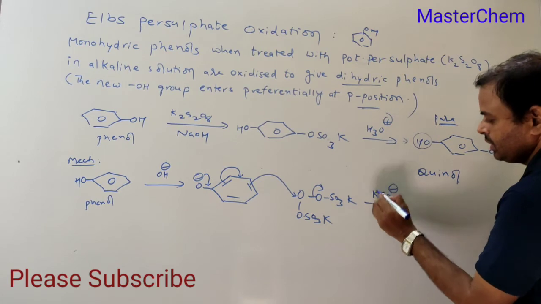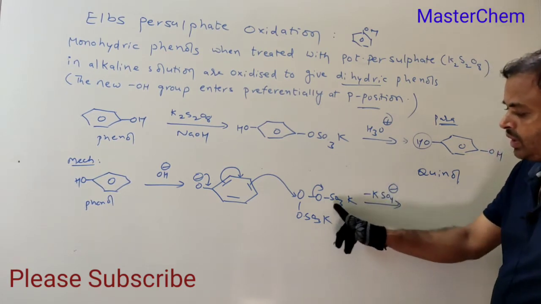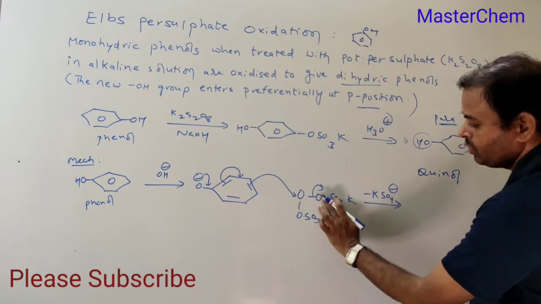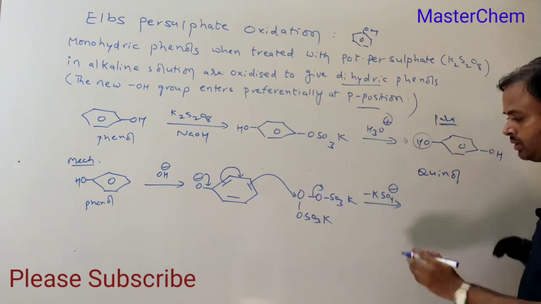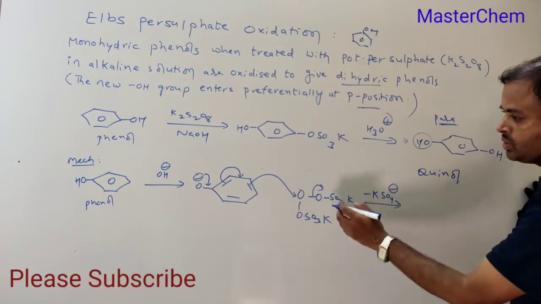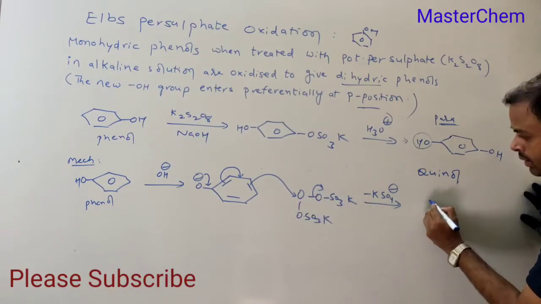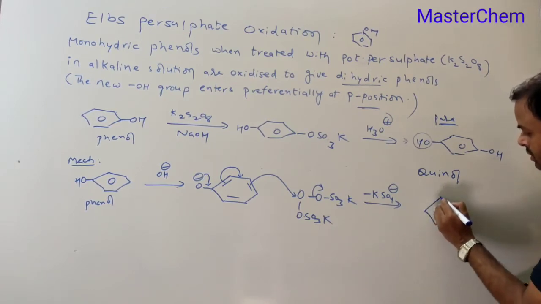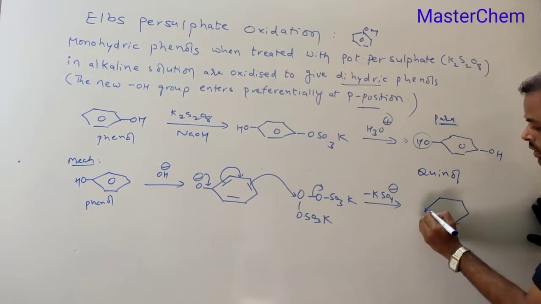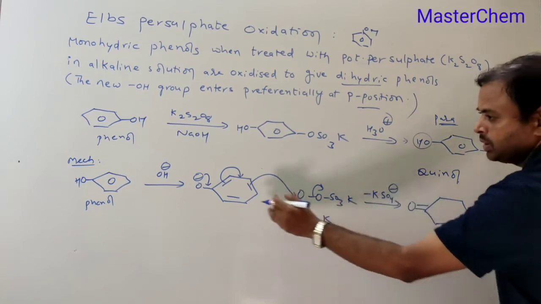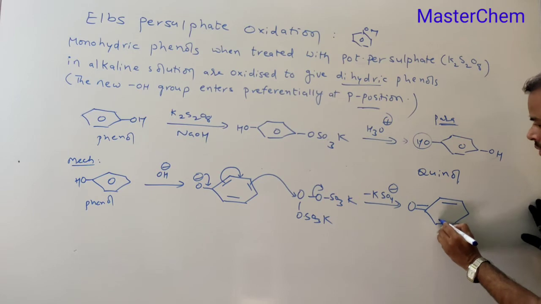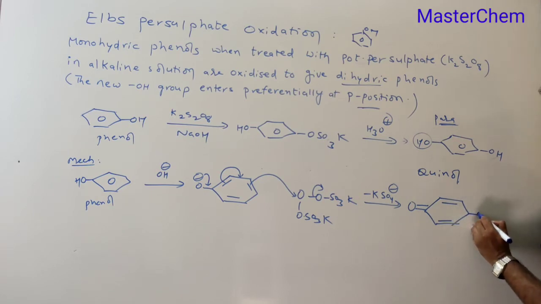Then there is loss of KSO4 minus, along with the electron pair. So what is the structure of the remaining resultant one? Now it has a double bond to O because of this transfer. Here there is one bond, here one bond, and OSO3K.